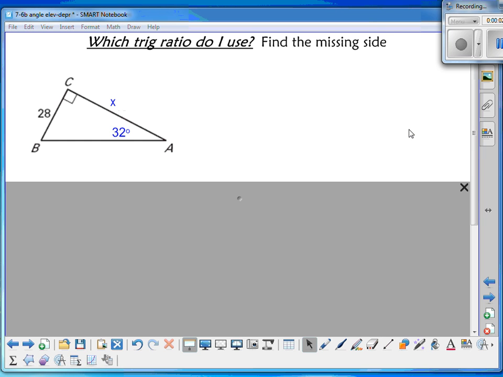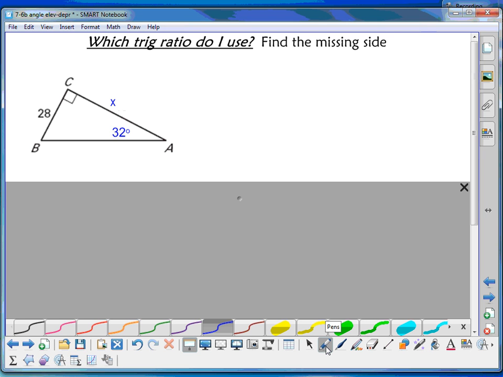This video is a continuation of the learning that we've been doing on trig ratios. Now we've learned tangent, and then we learned sine and cosine. So now we're going to have to be able to determine which one we use. Which trig ratio do I use?